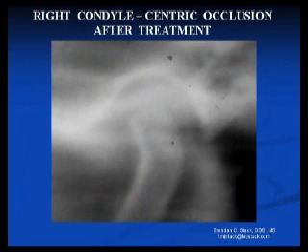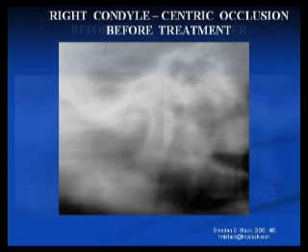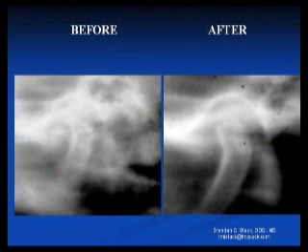This is the right condyle after treatment, showing that it too has changed shape. This is the right condyle before treatment, showing how flattened it was at the top and coming to a point on the front. This is the before and the after of the left and the right sides. You can also see that the glenoid fossa has more definition, the eminence has more definition, the condyle is bigger. Everything is better afterwards than before.